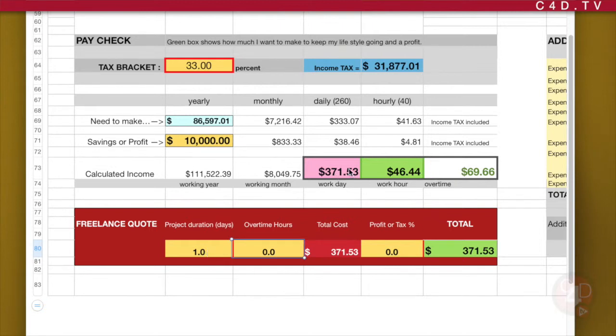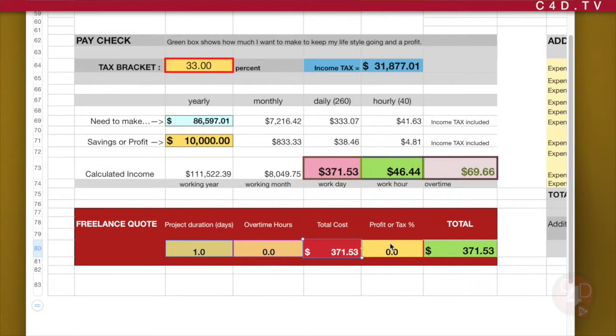So if you have the workday value over here, it goes and places that same value here where it says total cost. The total cost is $371.53. That's what you should charge, so you can continue having this math being correct at all times.